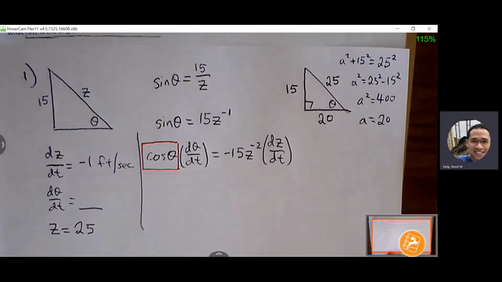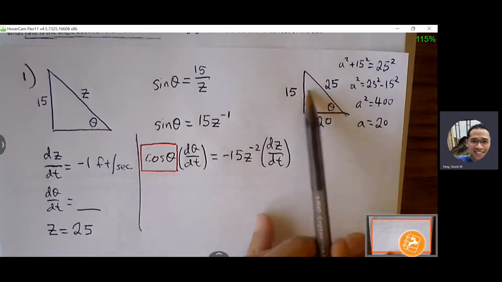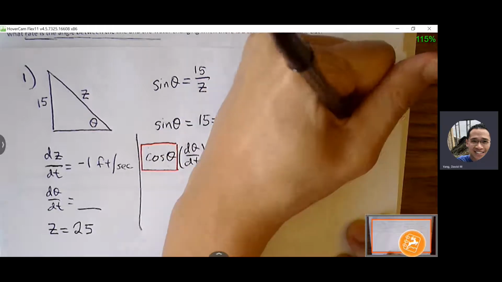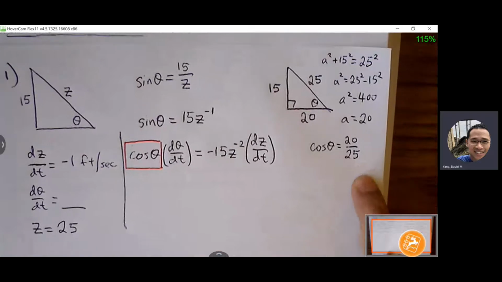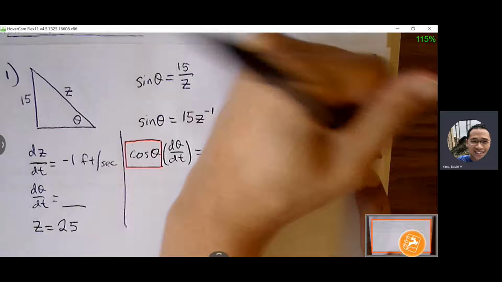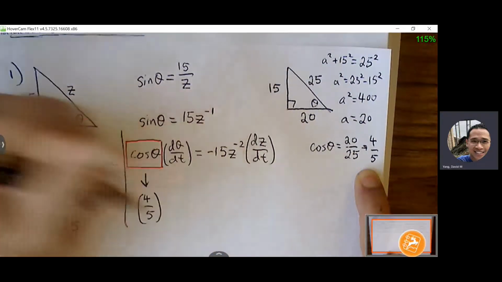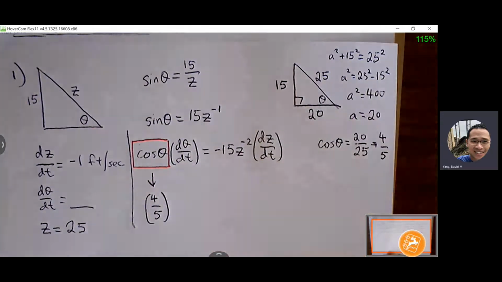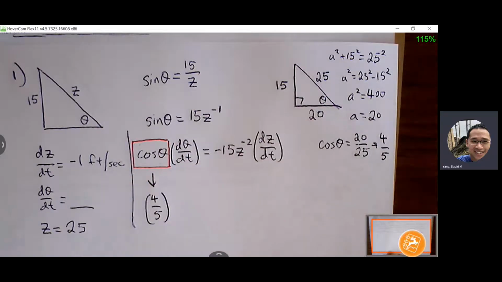Okay, good so far? Now, look at this triangle here. What's cosine of theta for this? Cosine of theta equals 20 over 25. And what does that reduce to? 4/5. So we're getting close. This is all we need. This is the only thing that's different about related rates for trigs: just drawing the second triangle so you can pull that ratio out to get that trig replaced.